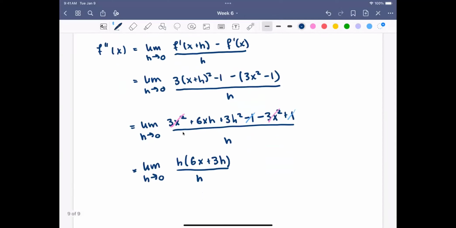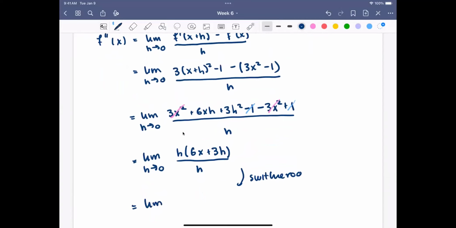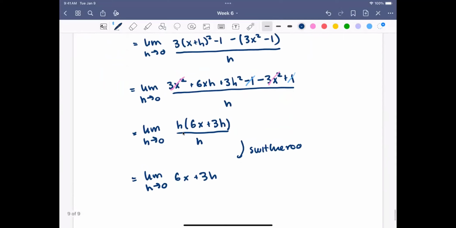And then with the switcheroo, this is just the limit as h approaches 0 of 6x plus 3h. This again is a polynomial in h if we just ignore the x's. And so I'm just left with 6x. Okay, are there questions about this?